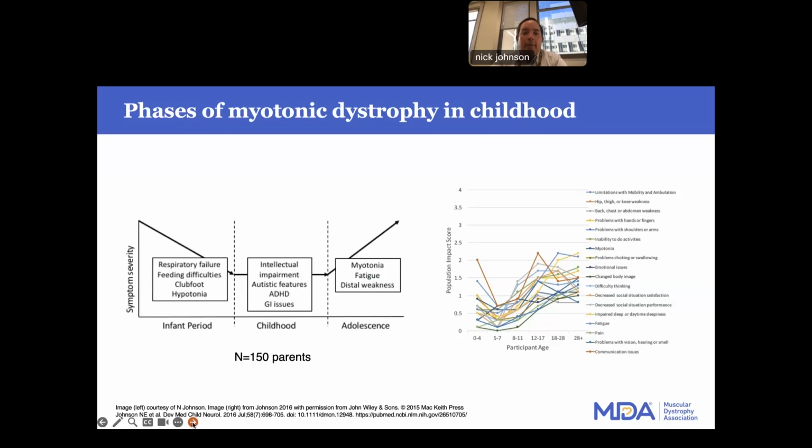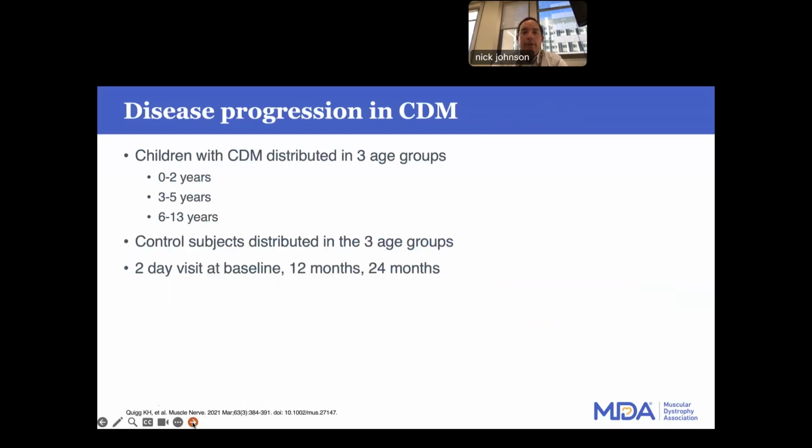where you really have in the infant period significant respiratory failure, feeding difficulties, clubfoot, and hypotonia. And then interestingly, those symptoms almost universally improve. And in childhood, it's marked by this intellectual impairment, autistic features, ADHD, and GI issues like the irritable bowel or even fecal incontinence. And then in adolescence, typically the harbinger of the adult symptoms include myotonia, fatigue, and the distal weakness, which at that point become progressive and more consistent with the fairly steady progression that we see in adults with disease.